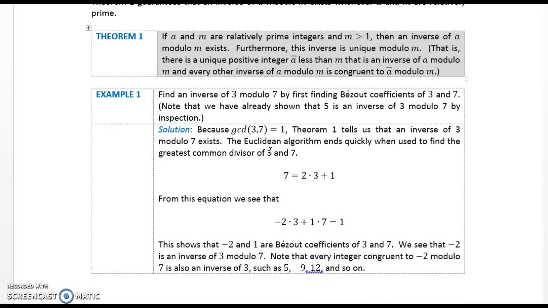Theorem 1. If a and m are relatively prime and m is greater than 1, then an inverse of a modulo m exists. Furthermore, this inverse is unique modulo m. That is, there is a unique positive integer a hat less than m that is an inverse of a modulo m, and every other inverse of a modulo m is congruent to a hat modulo m.